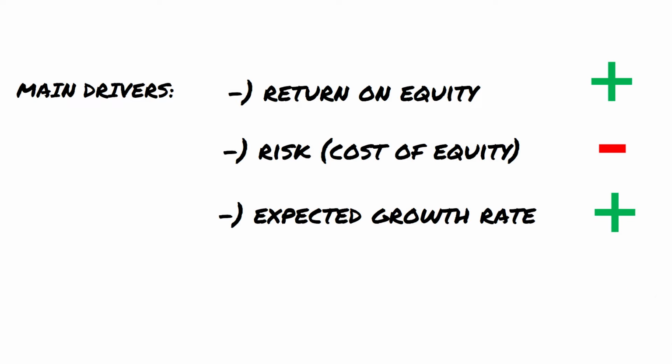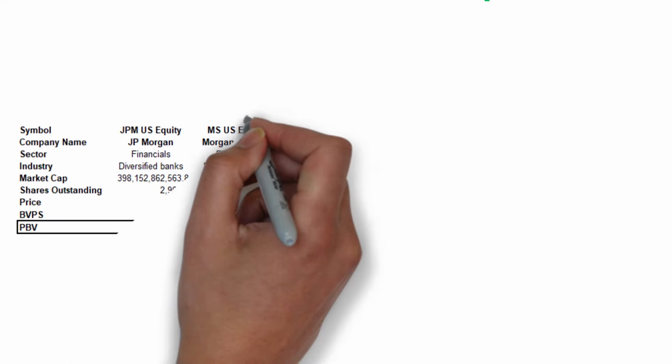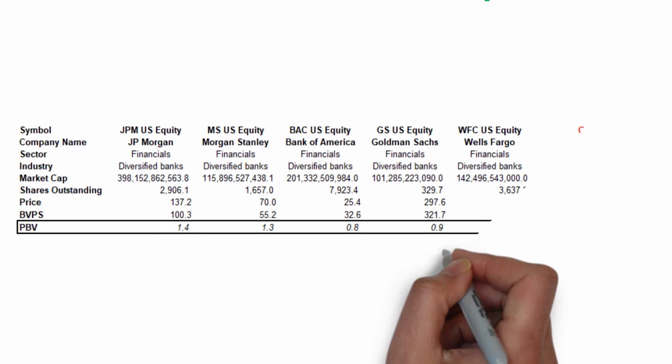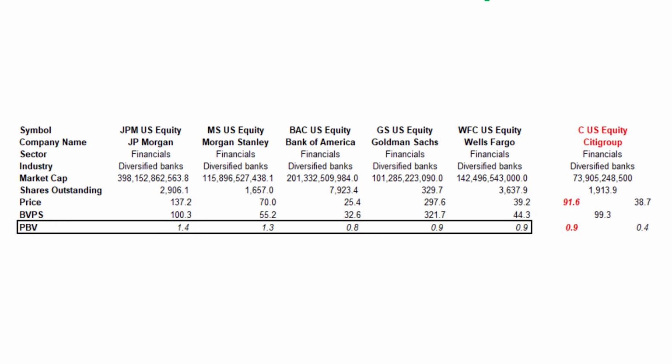Let's now move to an example to better understand how to use this multiple to value a company and how to better analyze the outcome. In this example, we are going to perform a relative valuation and we are going to target Citigroup. As a first step, we are going to identify the peer group, which in this case belongs to the banking sector, and download some basic past market data like the market cap, the shares outstanding, the price, and the book value per share.